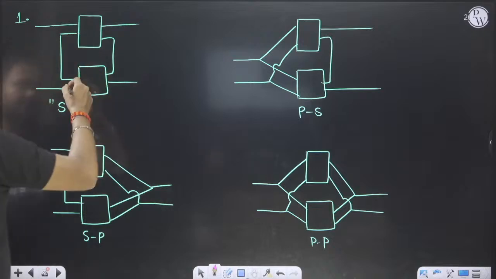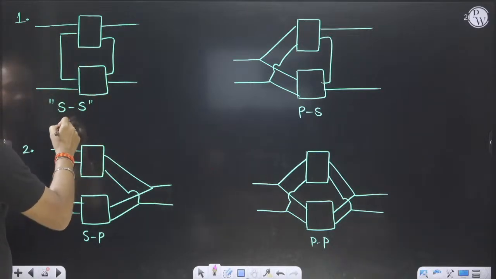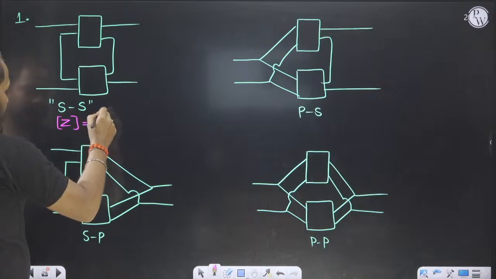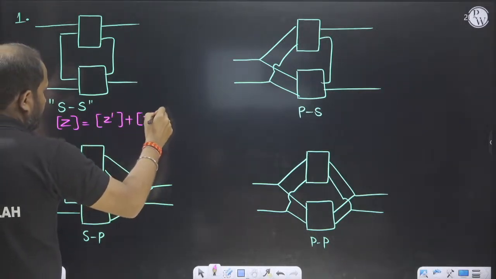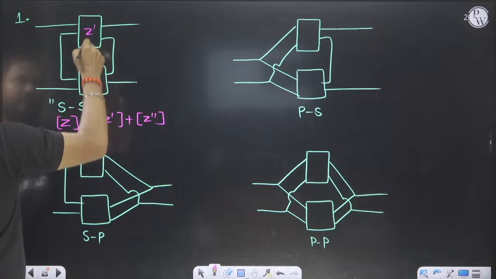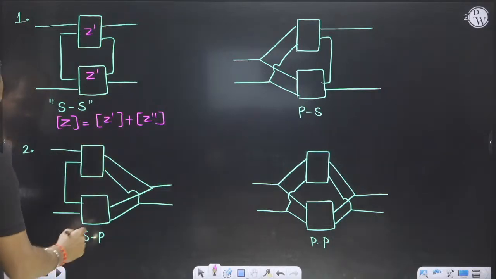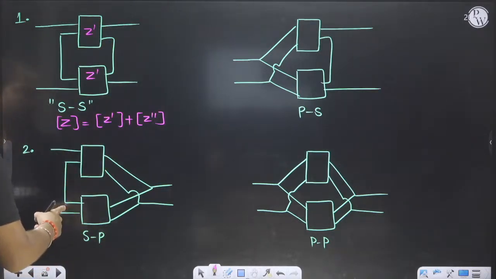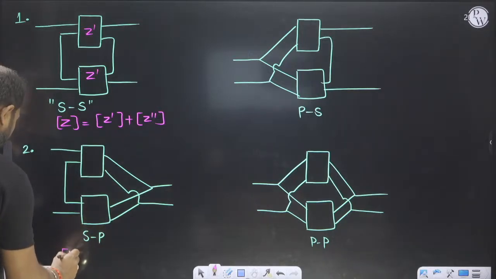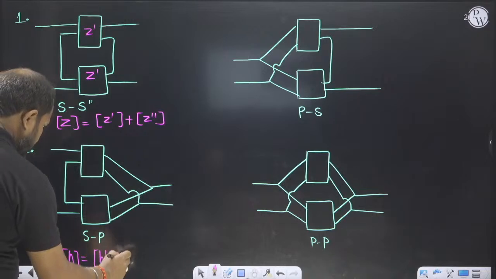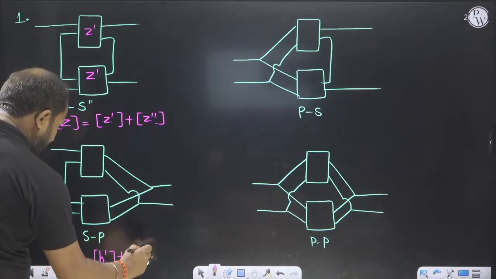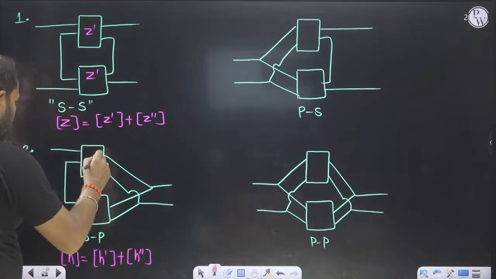In this case, V1 and V2 will be divided, so Z parameter will be added. In series parallel, it is V1 and I2. V1 will be divided and I2 will be divided, so H parameter will be added.